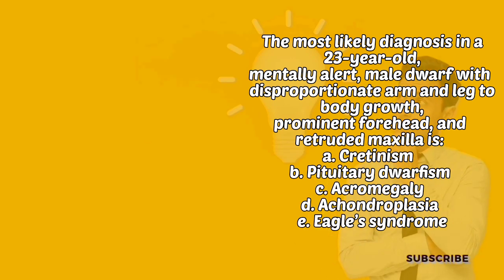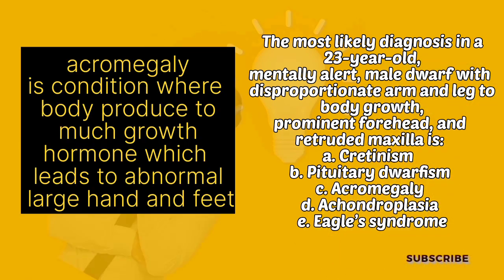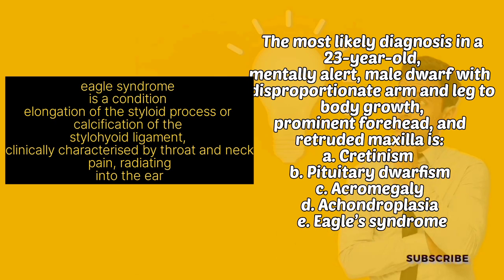And acromegaly is a condition where the body produces too much growth hormone, which leads to abnormally large hands and feet. While Eagle syndrome is a condition associated with elongation of the styloid process or calcification of the stylohyoid ligament, clinically characterized by throat and neck pain, radiating into the ear.